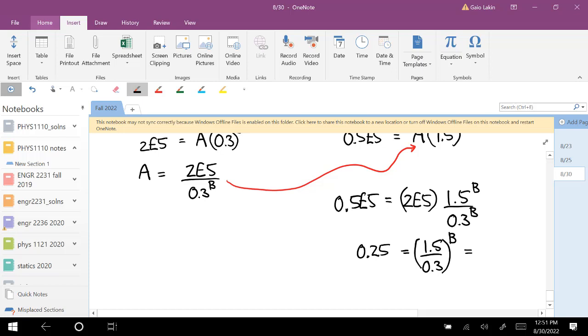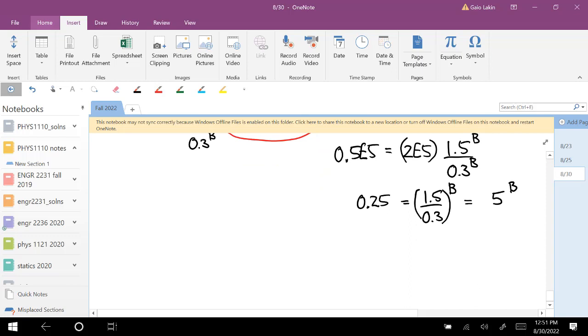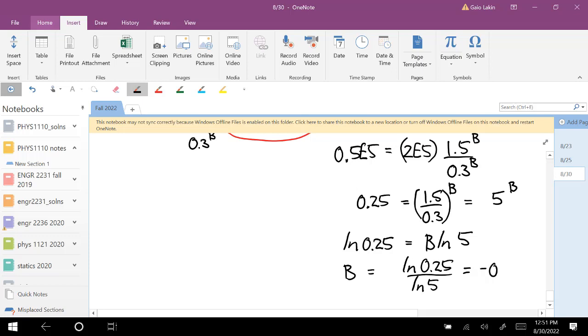And so 1.5 divided by 0.3 is 5, so we have 5 to the B. Now we can take the natural log of both sides, and we get natural log of 0.25 is equal to B times the natural log of 5. So B is equal to natural log of 0.25 divided by natural log of 5, and you get B is equal to negative 0.861.